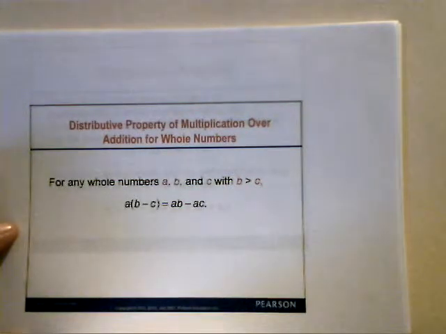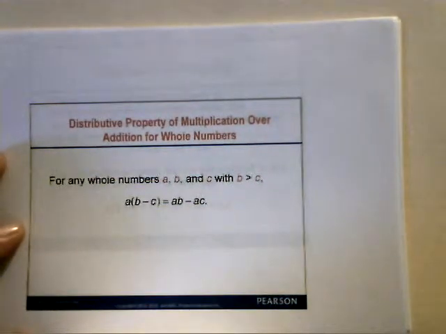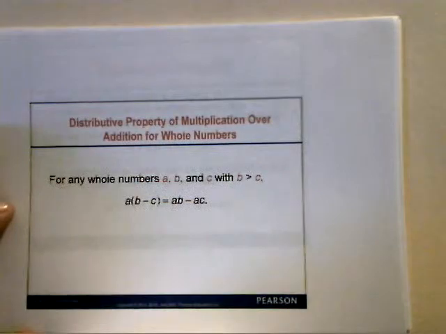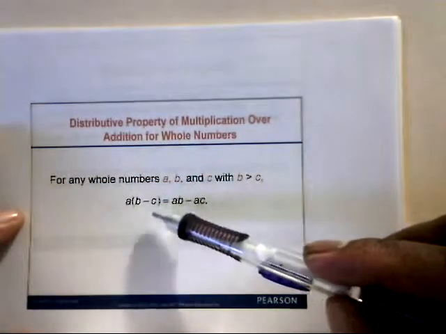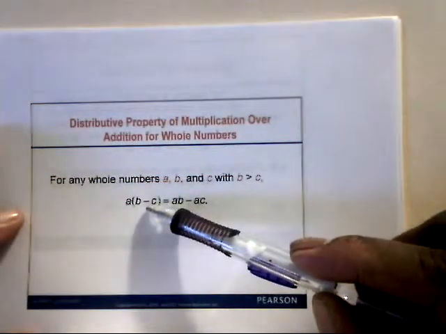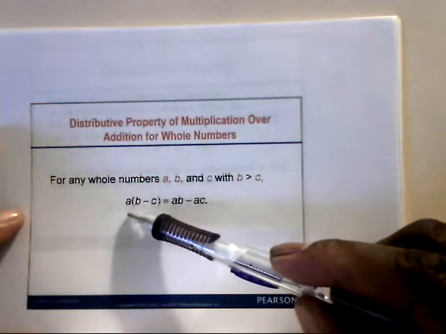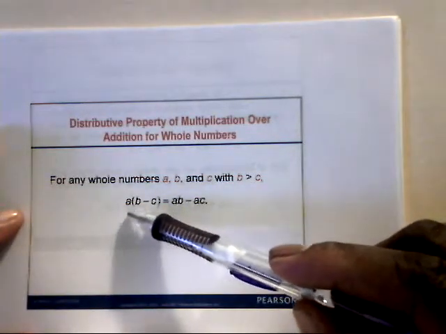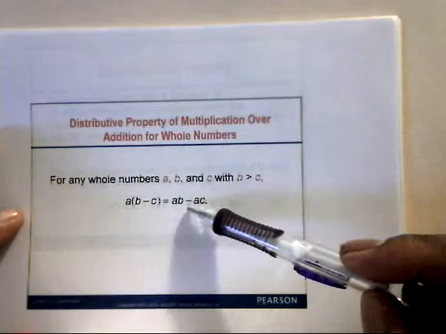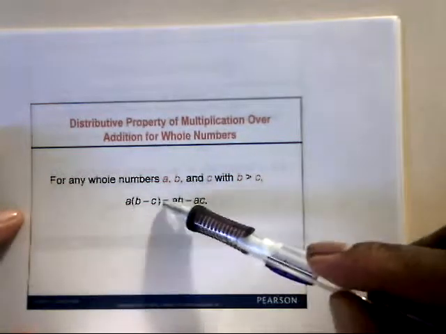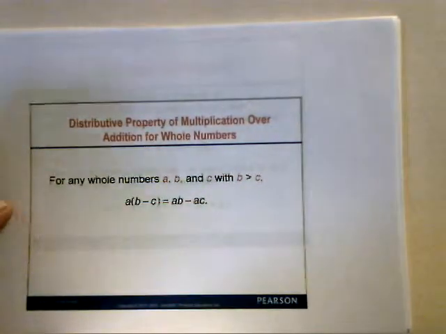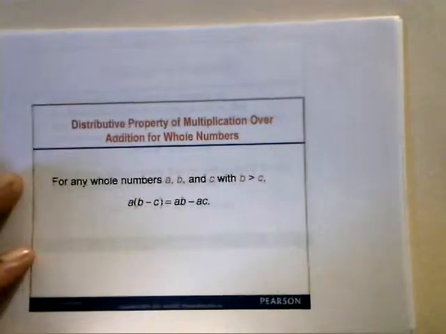And this also works for subtraction as well. Because if this was B minus C in the parentheses, and then you're multiplying it by A, you'll still distribute it, but it'll be A times B, which is AB, then minus A times C, which is AC. In this case here, B is greater than C.